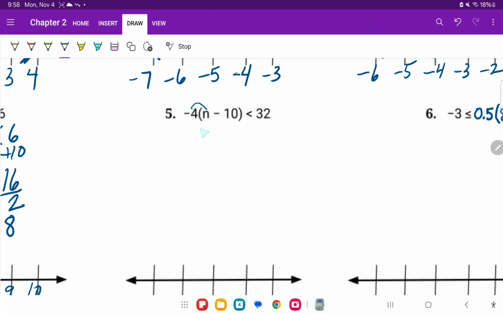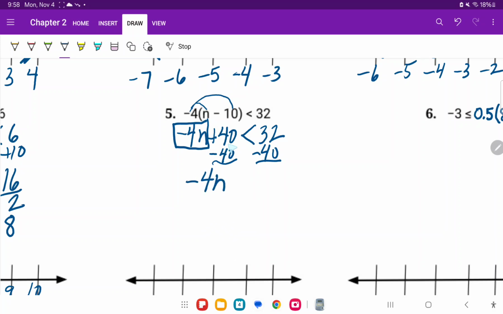All right, so we're going to distribute. So we'll have negative 4n, and then a negative times a negative gives us positive 40. Bring down your less than and your 32, like this. Right, so again, we want to get this variable alone. So we'll subtract 40. So we'll bring down our negative 4n. This cancels, and then that will be less than negative 8.